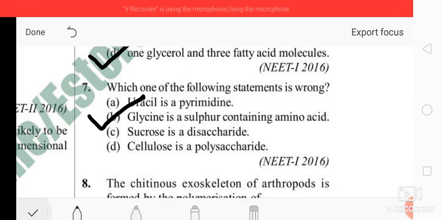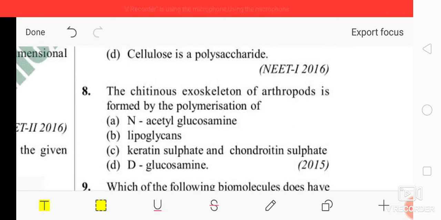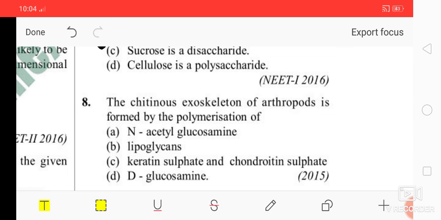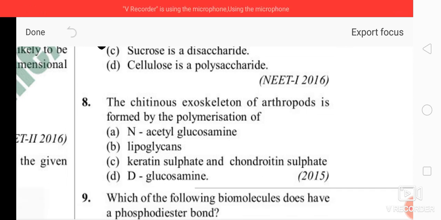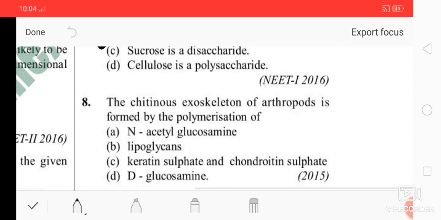Now moving to question number 8. The chitinous exoskeleton of arthropoda is formed by the polymerization of option A, N-acetyl glucosamine, option B, lipoglycans, option C, keratin sulfate and chondroitin sulfate, option D, glycosaminoglycans. And the correct option for this question is option A, N-acetyl glucosamine.